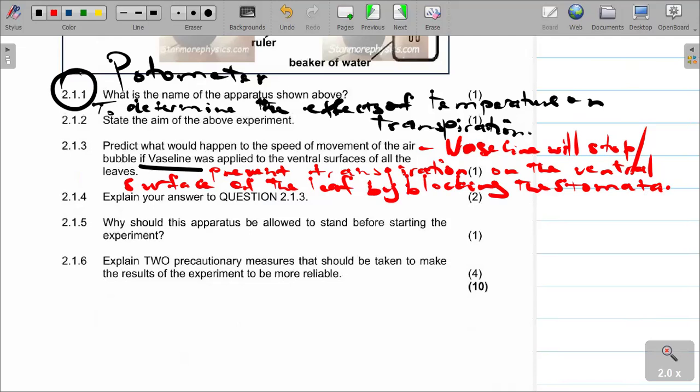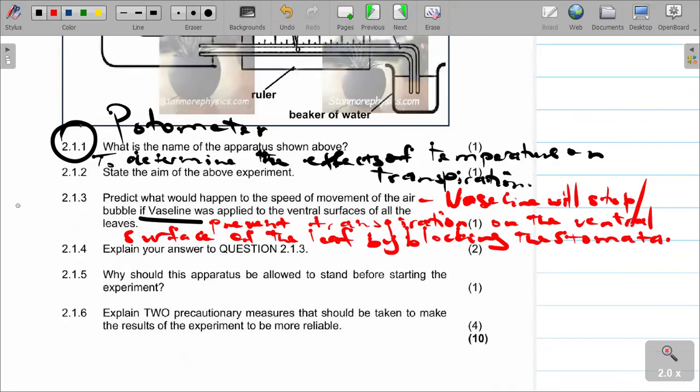The question is also asking what would happen to the speed of the movement of the air bubbles. Obviously, the speed of the air bubbles will be reduced. That is the first question that we were supposed to answer. The speed will be reduced. It will be very low.